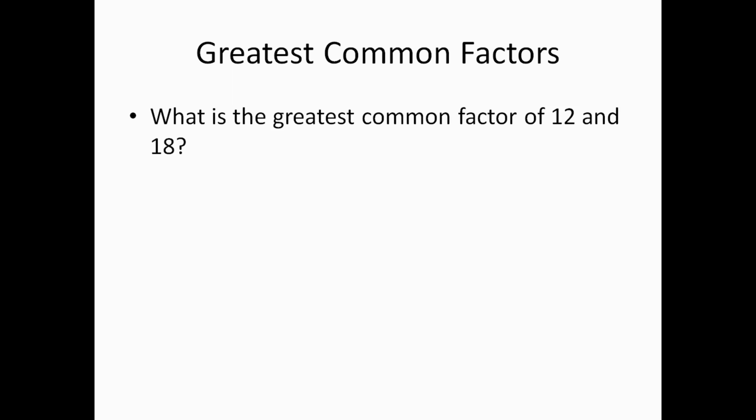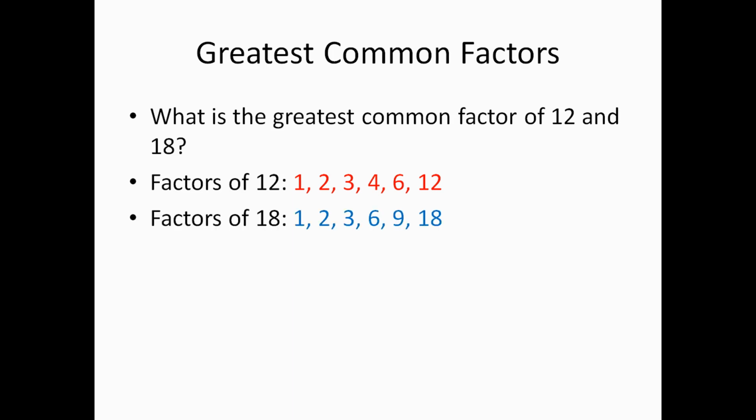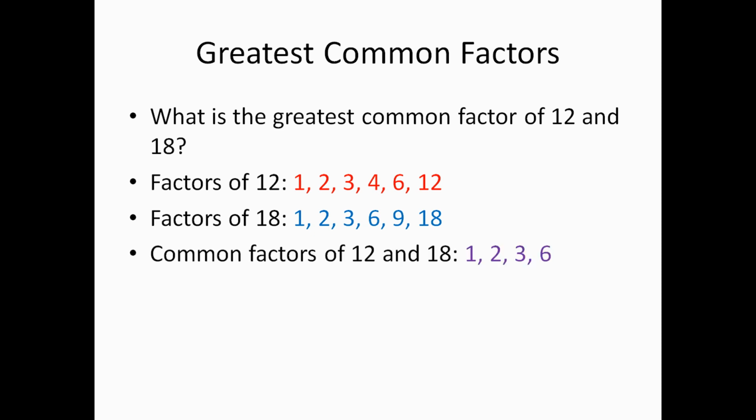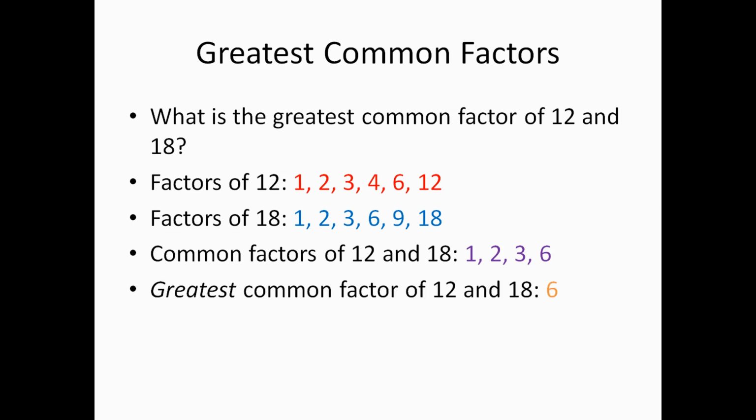So let's list the factors of 12 and 18 first. So factors of 12 are 1, 2, 3, 4, 6, and 12. Factors of 18 are 1, 2, 3, 6, 9, and 18. The common factors, the ones they have in common, are 1, 2, 3, and 6. And the greatest common factor is, as you can see, just 6.